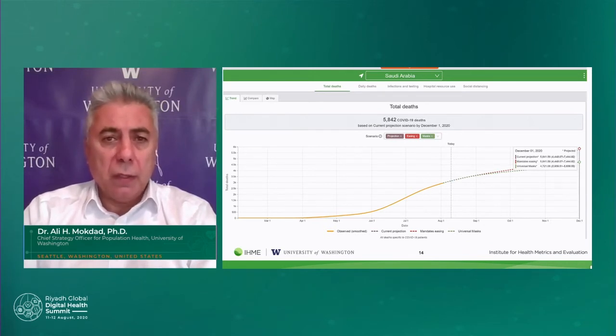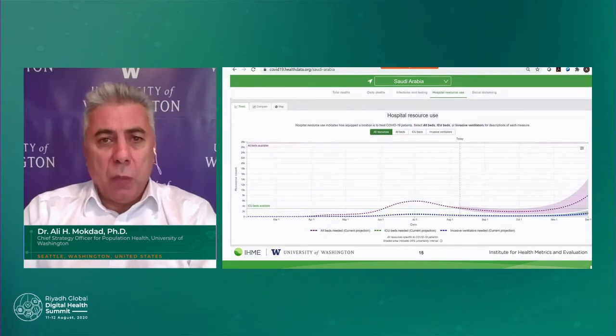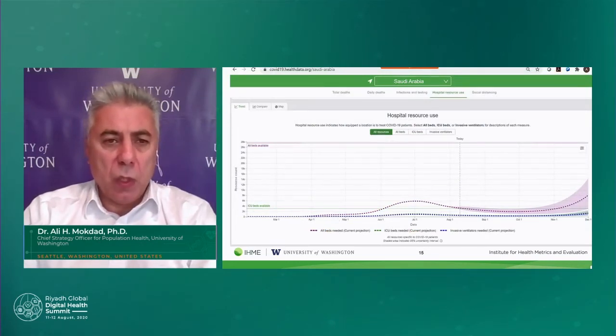Next slide, please. For Saudi Arabia, we are showing here how many beds they need and how many ICU beds and ventilators. The red one on top is all beds available. So Saudi Arabia will not have a shortage of beds, will not even have a shortage of ICU or ventilators, because they have a strong medical system. Next slide, please.